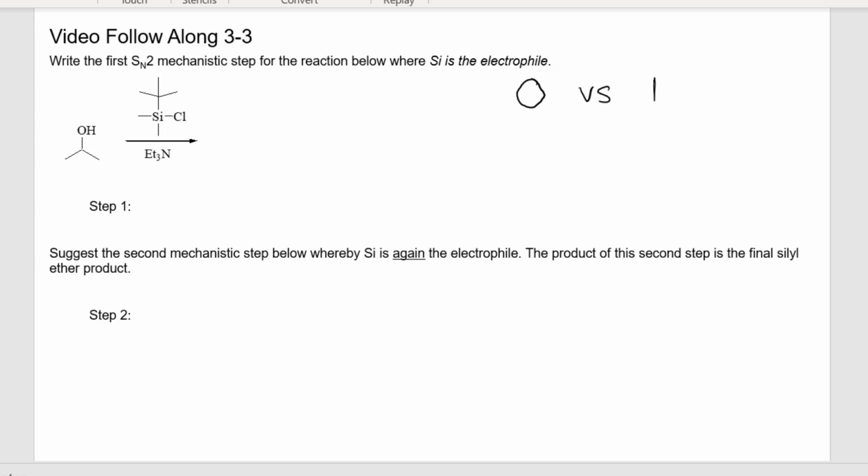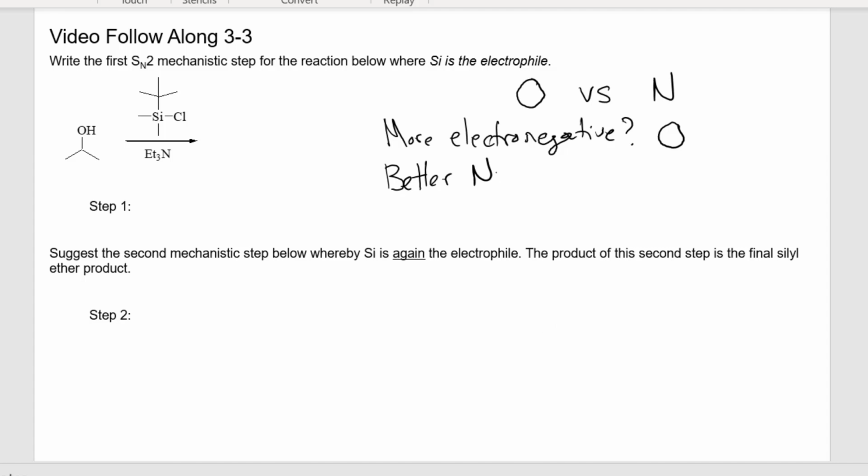Oxygen versus nitrogen. Which one is more electronegative? Just have to look at a periodic table to tell you that oxygen is more electronegative than nitrogen. Which one is a better nucleophile? Nitrogen is a better nucleophile.